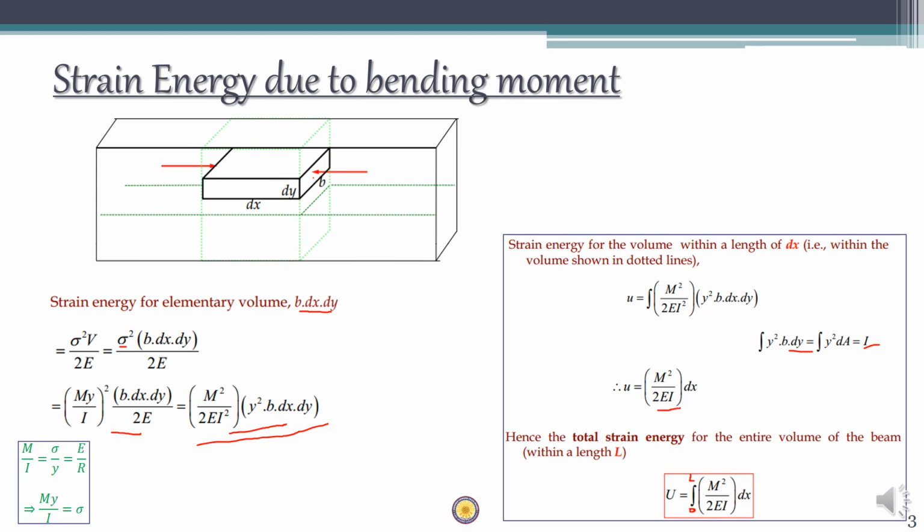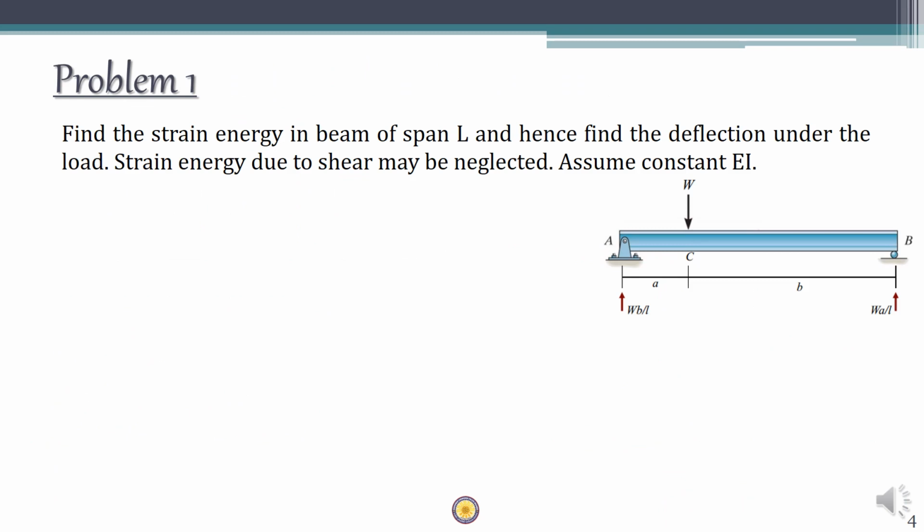We have problems related to strain energy due to bending moment. So read the problem carefully first. Find the strain energy in the beam of length span L, and hence find the deflection under the load. Strain energy due to shear may be neglected and assume constant EI. So here we have a simply supported beam with a load which is eccentric from the center. It is at a distance of A from the A support and B from the B support.